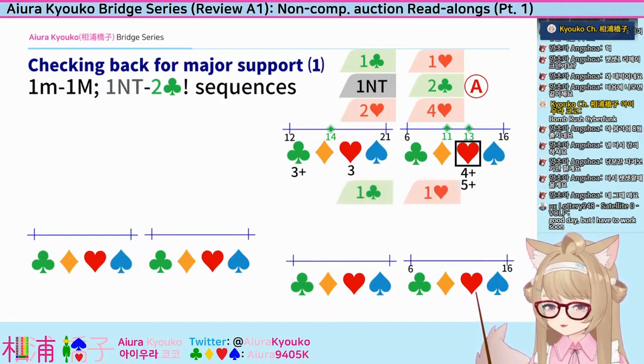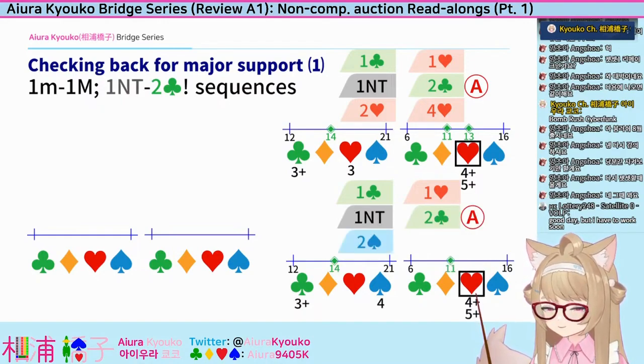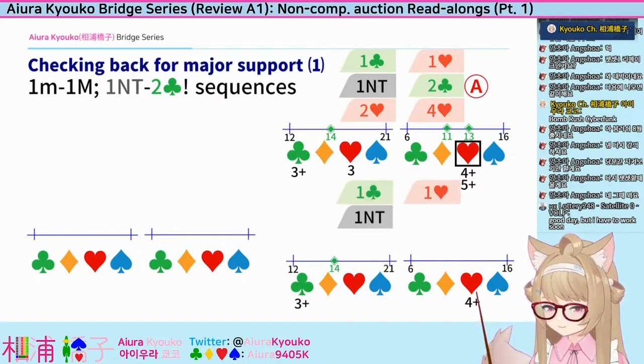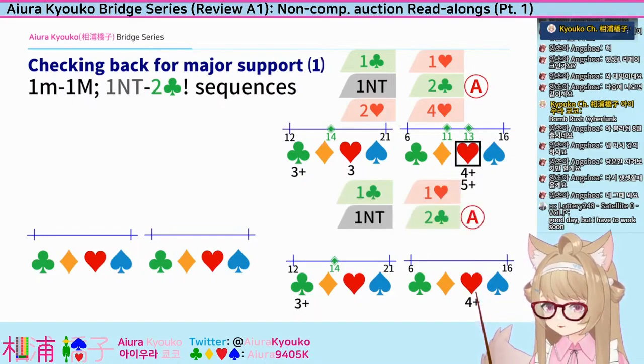Here's another option. Same start, 1 no trump rebid, checkback statement, and this time opener shows 4 hearts. I mean in the other major. Here's another option. 1 no trump rebid, checkback statement.